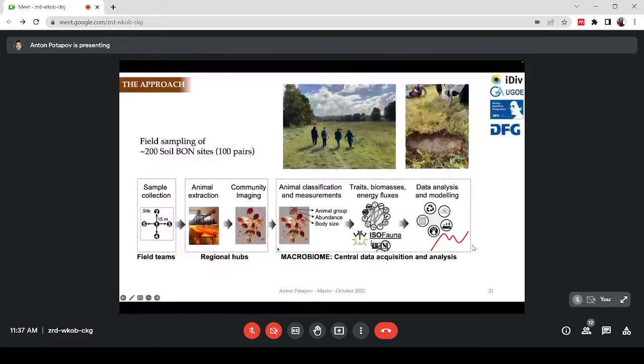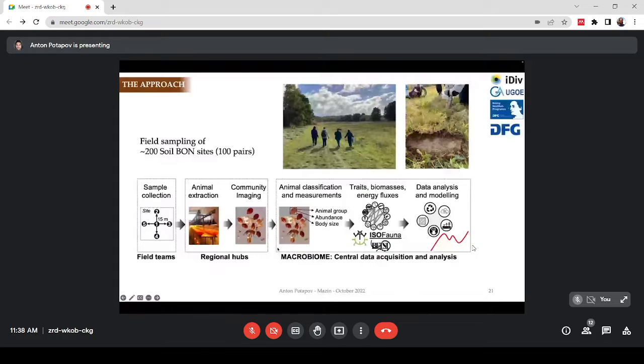And what we intend to do once the data is there, which will likely happen next year, as the sampling is now ongoing, is reconstruct these food webs I showed you before and link them to soil functions. And this way, we would like to address basically two main questions. First, how are soil food webs and soil animal communities linked to soil functioning? And the second question is, what are the main global drivers of soil animal communities, of soil animal performance, functional diversity, and what are the main threats to these communities?